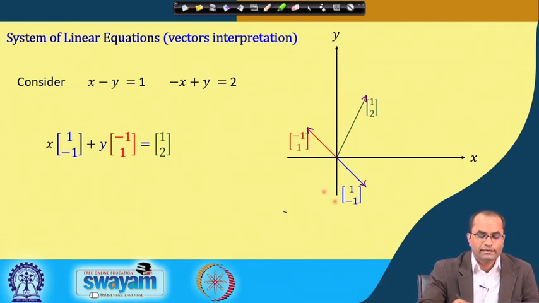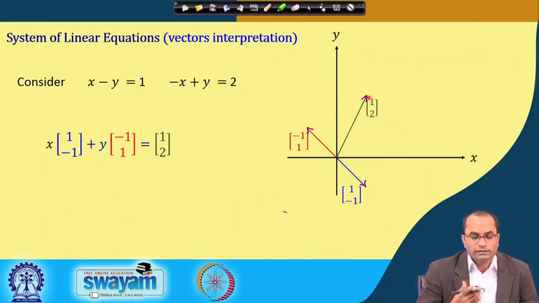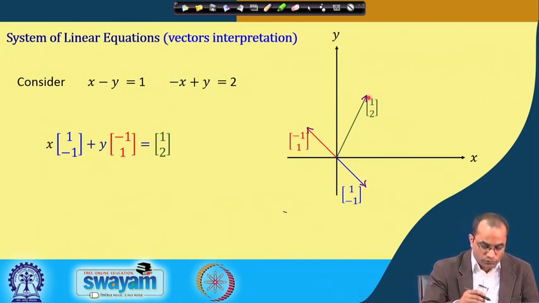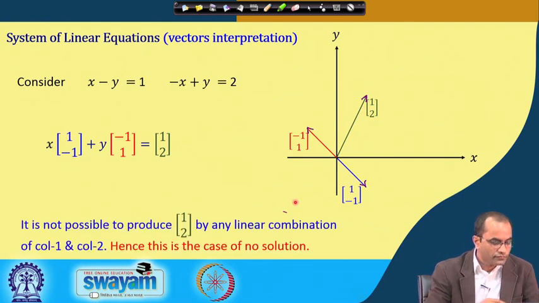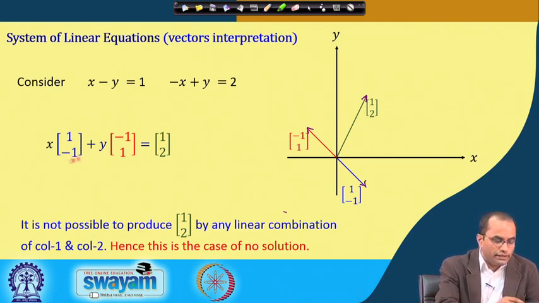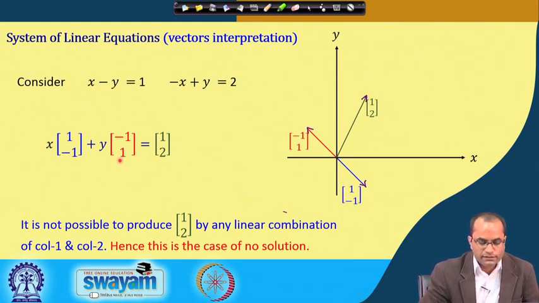So, here any linear combination of these two vectors will not give us the vector (1, 2), and hence this is the case of no solution. So, it is not possible to produce this vector (1, 2) by any linear combination of column 1 and column 2, and hence this is the case of no solution.